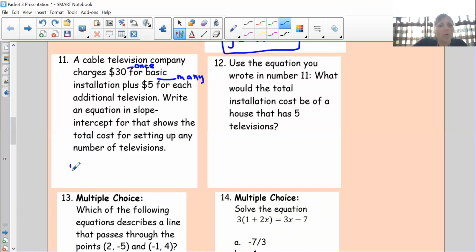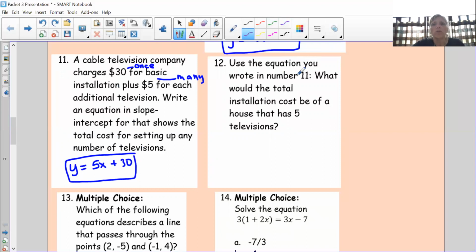Okay, so we're going to say y equals, now this price that happens many times, we're going to put it in front of x, and then plus 30. Okay, so that's it.